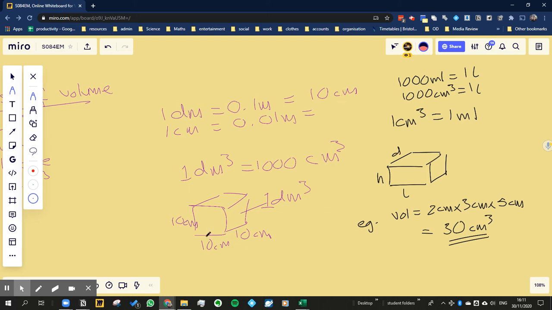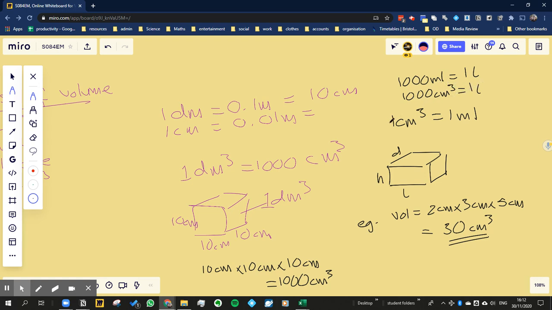So now if you draw a decimeter cubed, it would be 10 centimeters by 10 centimeters by 10 centimeters. And so when you draw that, you end up like this, of course. 10 centimeters times 10 centimeters times 10 centimeters, 10 times 10 times 10 is 1,000. So 1 decimeter cubed is equal to 1,000 centimeters cubed, which is also equal to 1 liter.